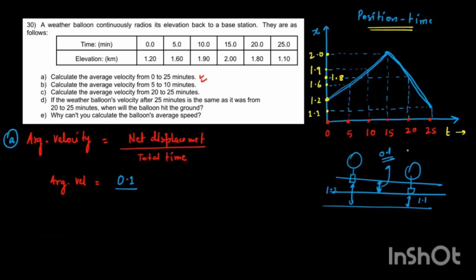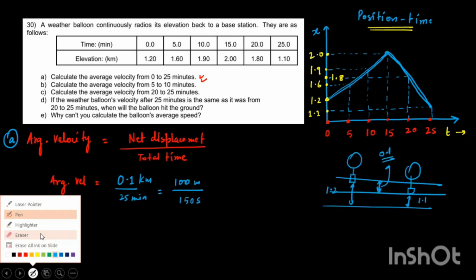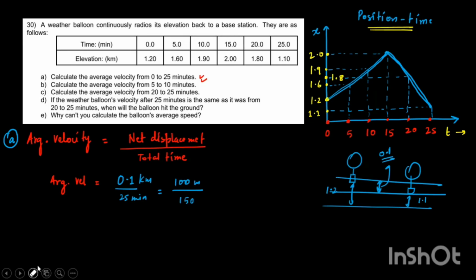And what is the total time? 25 minutes. So we have to convert the time into seconds, and this distance, that is kilometers, into meters. So when we convert it, we get 100 meters by 25 times 60. What is it going to be? 150 into 10, that is 1,000. It is going to be 1 by 15 meters per second, or you can also solve it to the decimal point.